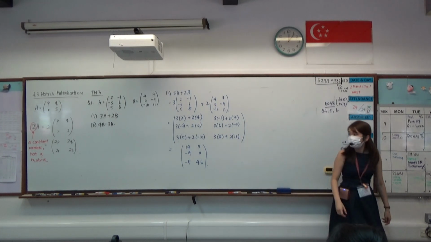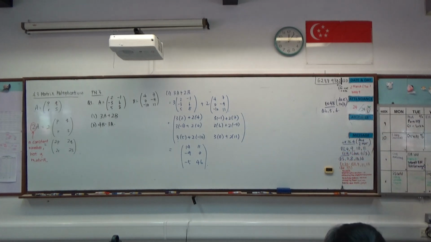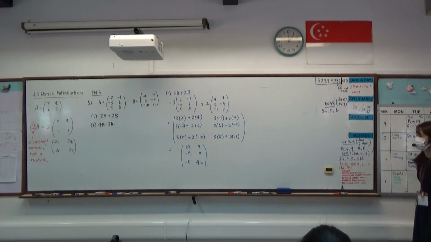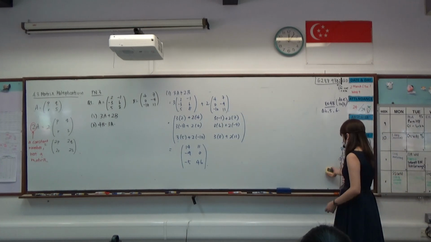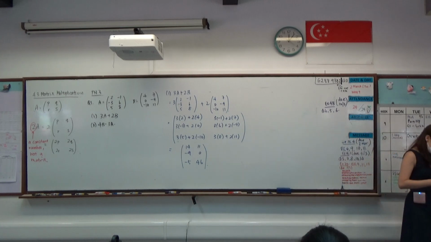Right? Could you do part 2 very quickly? 4B minus 3A. Determine the value. 3 minutes, okay?